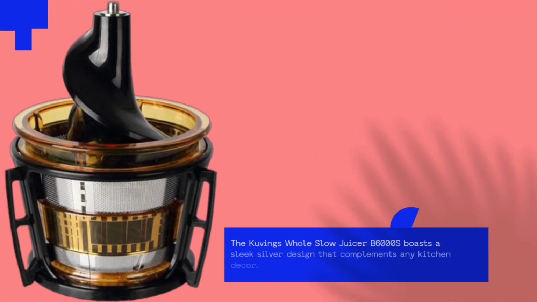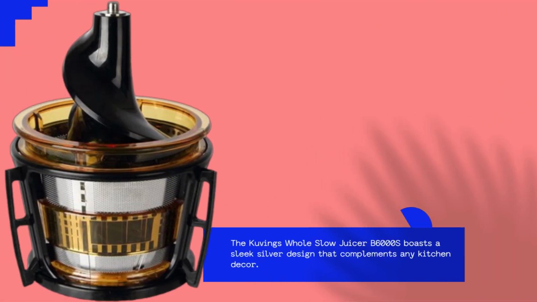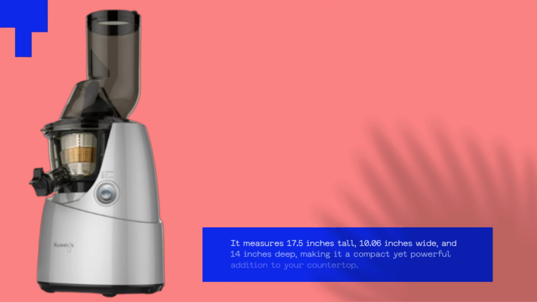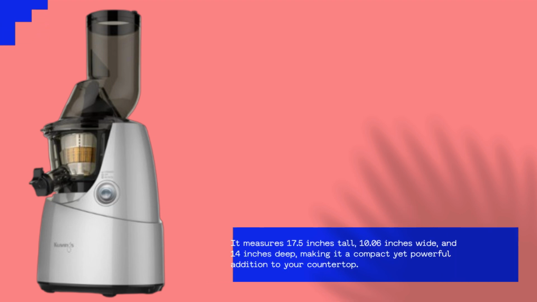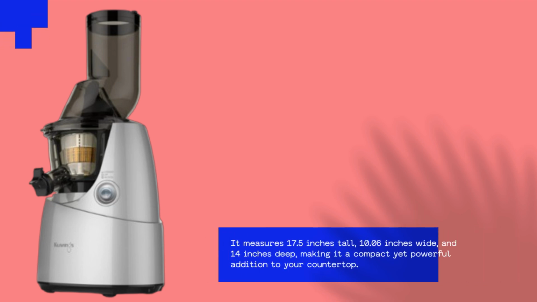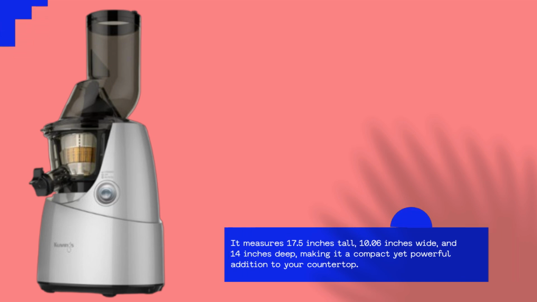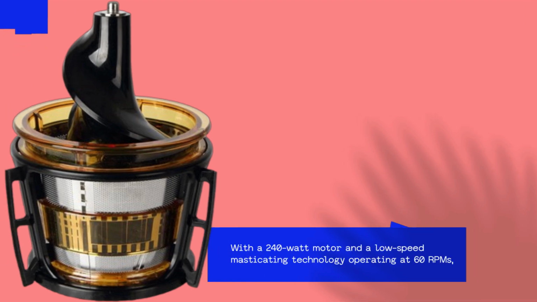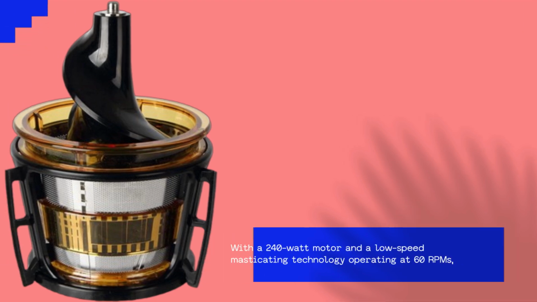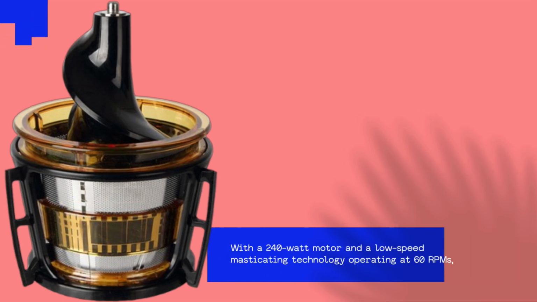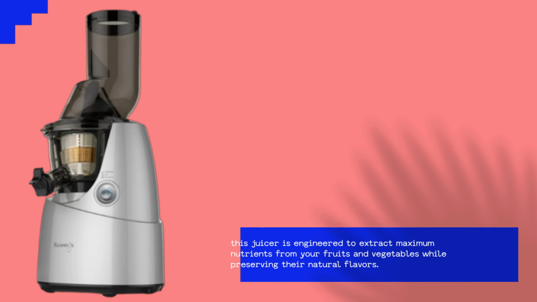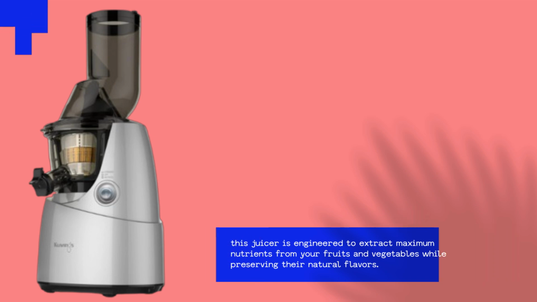The Kuvings Whole Slow Juicer B6000S boasts a sleek silver design that complements any kitchen decor. It measures 17.5 inches tall, 10.06 inches wide, and 14 inches deep, making it a compact yet powerful addition to your countertop. With a 240 watt motor and a low-speed masticating technology operating at 60 RPMs, this juicer is engineered to extract maximum nutrients from your fruits and vegetables while preserving their natural flavors.